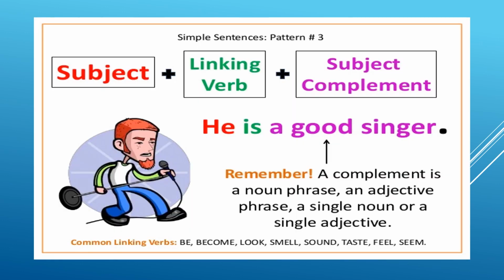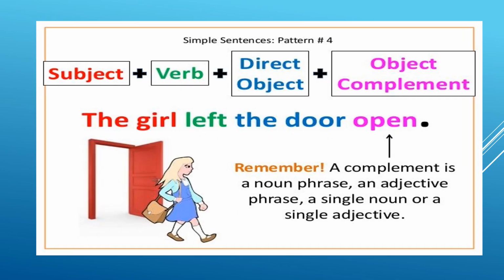Let us see one more example. He is a good singer. So good singer is used for he, and that's why a good singer is a subject complement. Let's see one more example. The girl left the door open. So the door is our direct object, and open is the object complement.